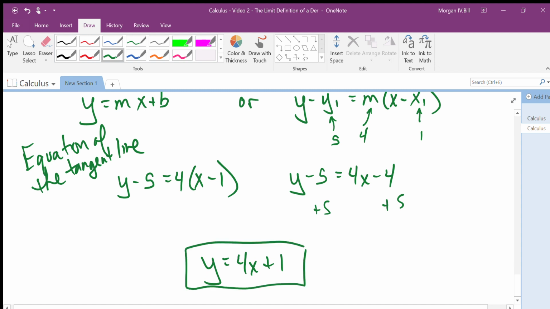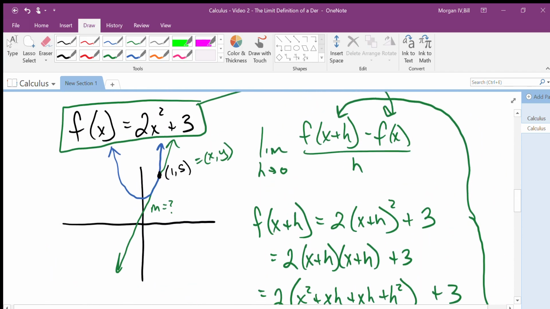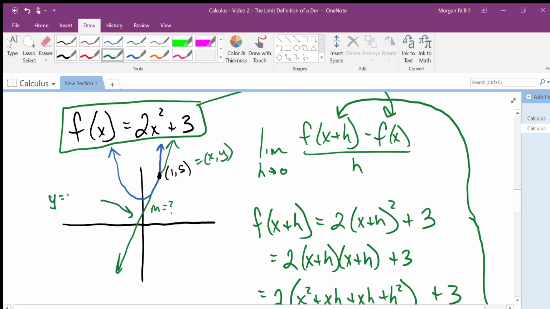This is now the equation of the tangent line. You can see that the slope there is 4. And if you go back up to our graph in green here, we can see that tangent line in green. Yeah, I believe that is y equals 4x plus 1. Makes sense to me. I think that looks pretty good.